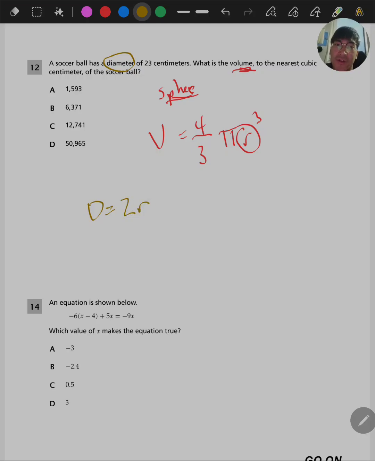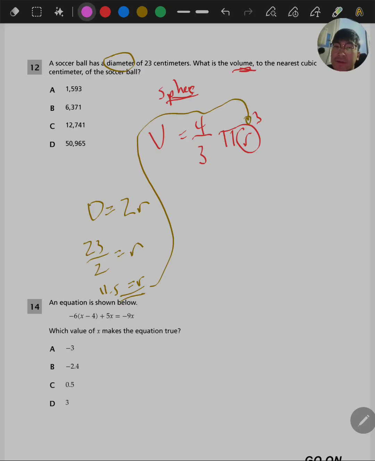So diameter is just twice the radius. So I can say that as an equation, d is equal to 2r. So if the diameter is 23, right? That means that dividing that by 2, that's going to give me r. So r is equal to half of 23, which is 11.5. Okay? So now we know what r is. We just got to substitute that back in here in the equation.